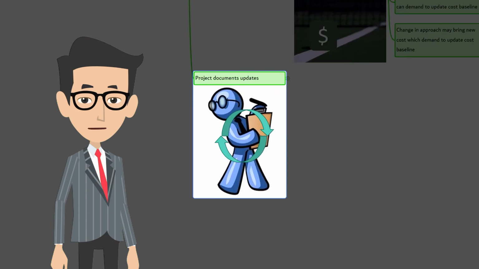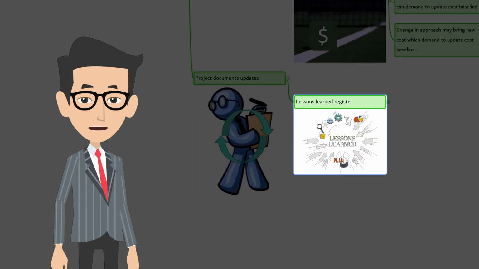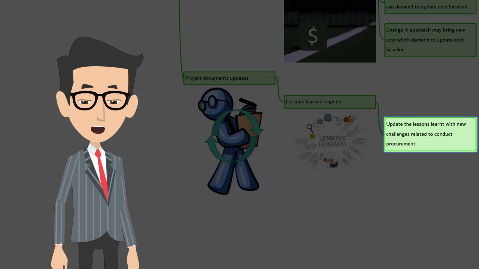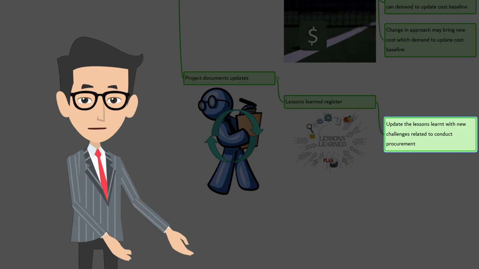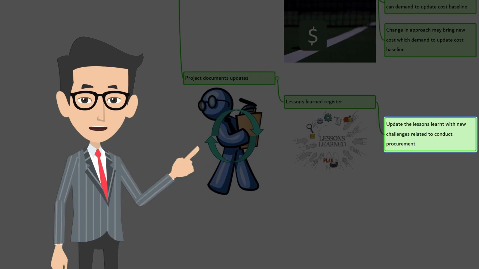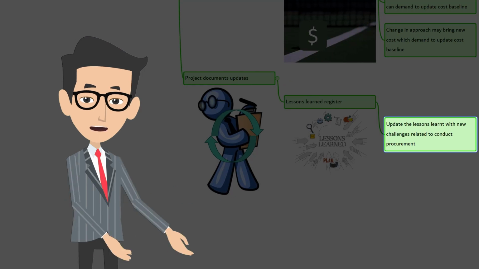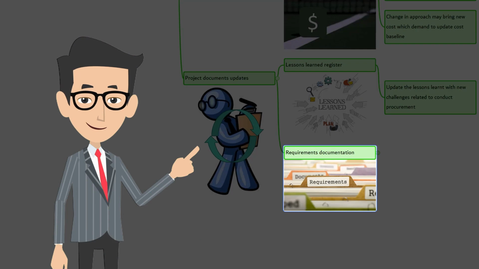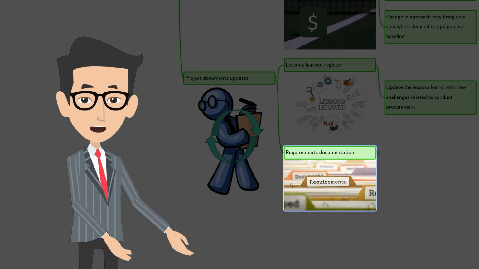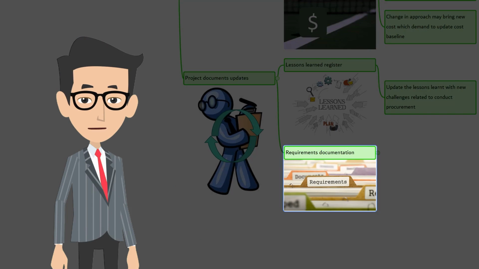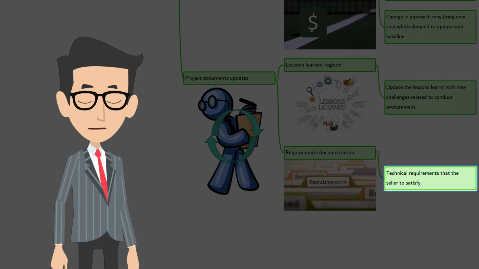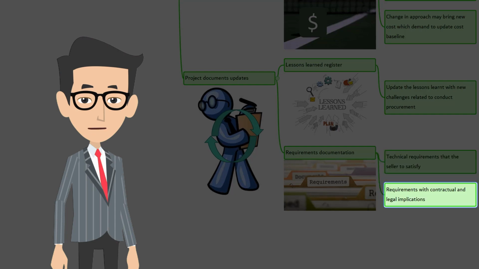Now let's discuss project documents updates. Lessons learned register. The lessons learned register is updated with information on changes encountered while conducting procurements and how they could have been avoided, as well as approaches that worked well. Requirements documentation. Upon completion of conduct procurements as output, some of the documents may be updated, such as technical requirements that the seller is required to satisfy, and requirements with contractual and legal implications.